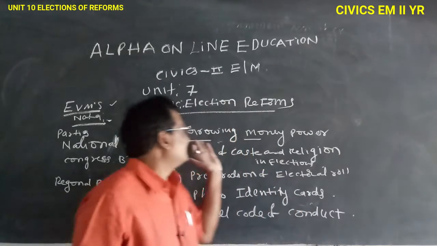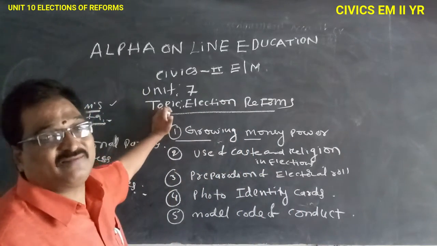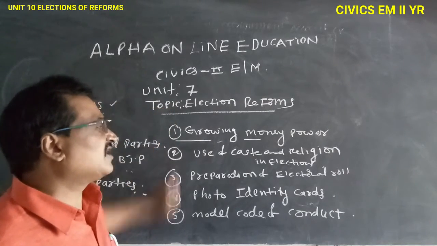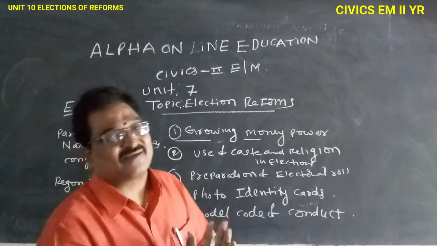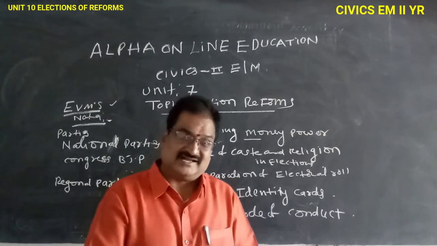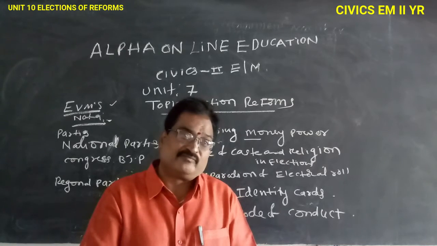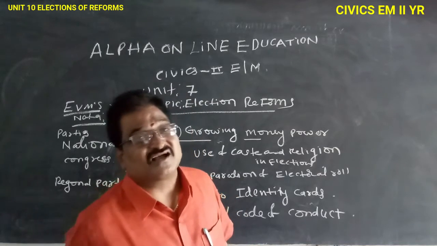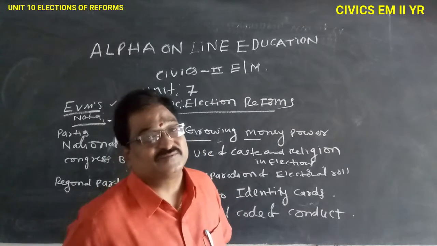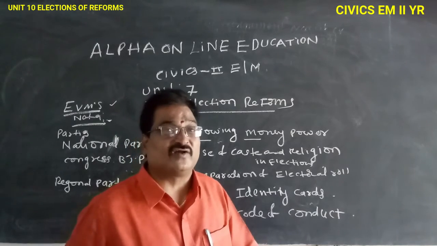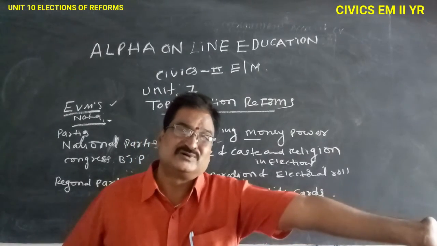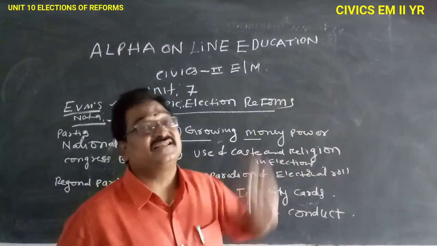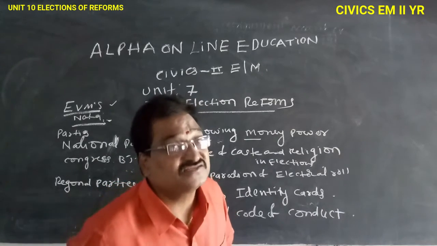In our side, the growing money power and the use of caste and religion in elections should be stopped. So now in our side, religion and caste play an important role. High caste people in the constituency give their votes to their caste candidate, and they give their votes to their religion candidate. So that way is not correct.